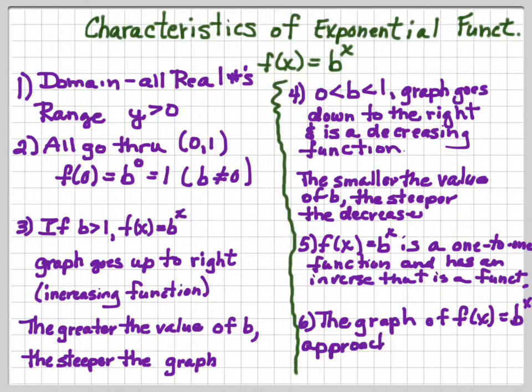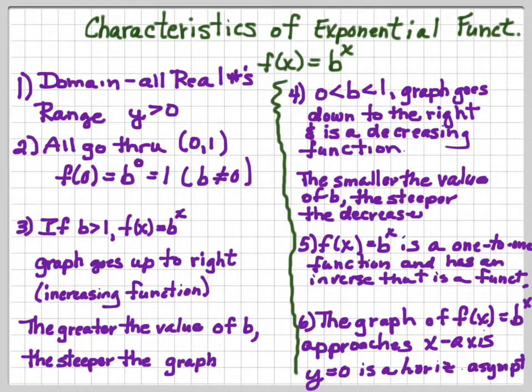And the graph of f of x equals b raised to the x approaches the x-axis, which is y equals 0, and which is a horizontal asymptote. That's a lot to take in, but you're going to get to put this to use here shortly.